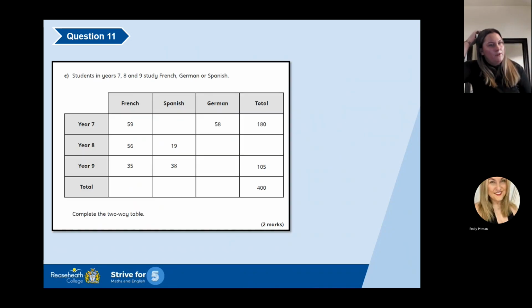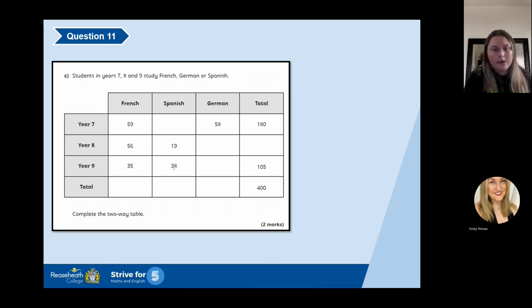Okay, next part of that question. Students in years 7, 8 and 9 study French, German or Spanish. Complete the two-way table. So all of these will add up to here. Again, all of these will add up to here, and so on and so forth. But then it also runs the other way as well. So all of these will add up to this total, and it continues down.